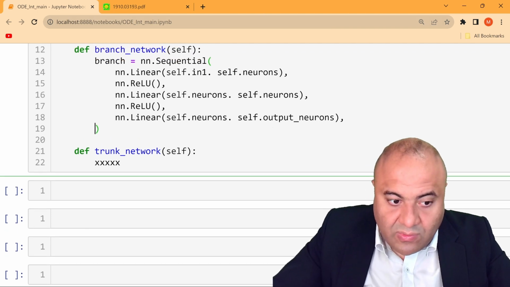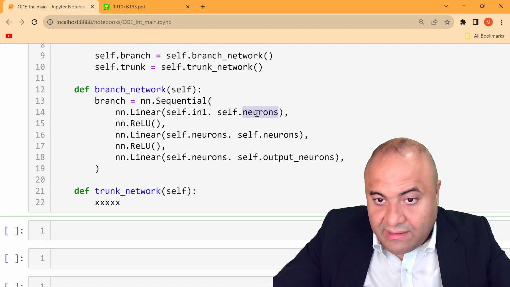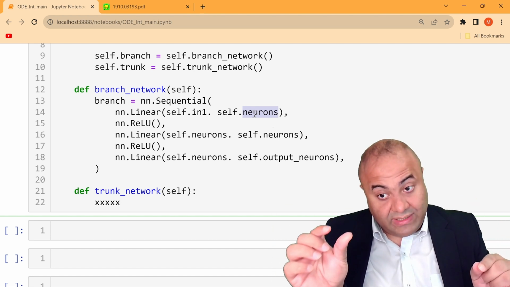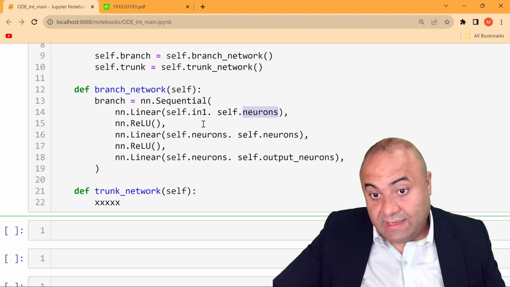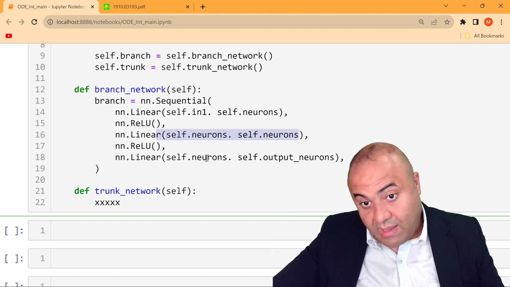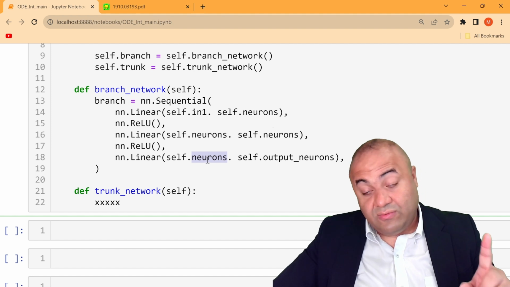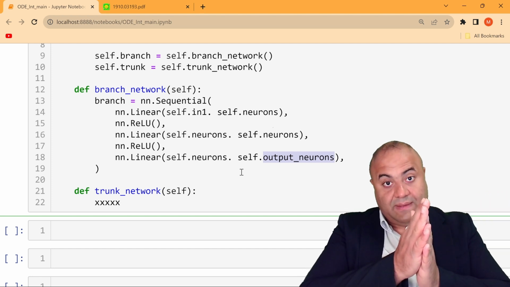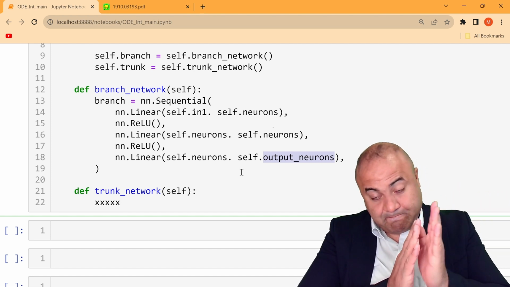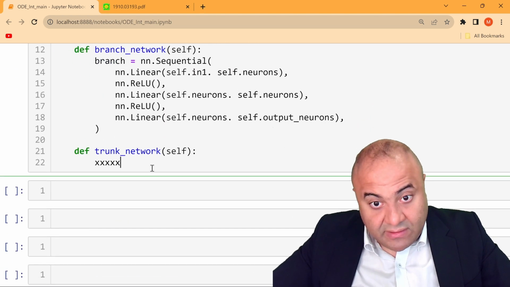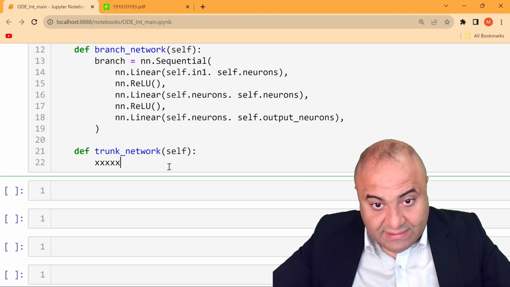So input 1, and then it will contract, because this is the whole sequence. It will contract to 40 neurons, and then it will have a hidden layer of input 40 and output 40, and then it will have an output layer here that will connect from the input of 40 to an output of, we said here, 20. So this is the first network.